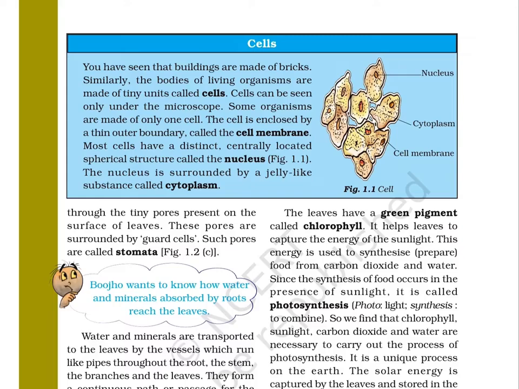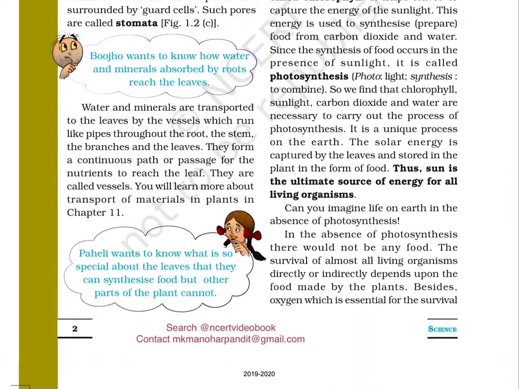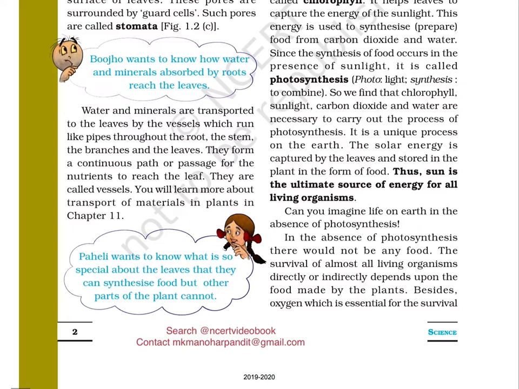There's a thought bubble given here. A picture of Bojo is next to it. Bojo wants to know how water and minerals absorbed by roots reach the leaves.